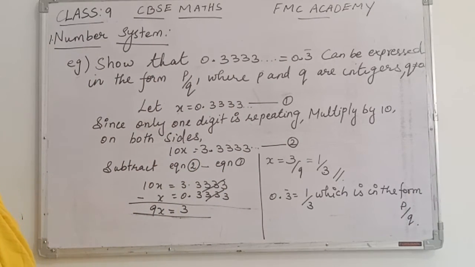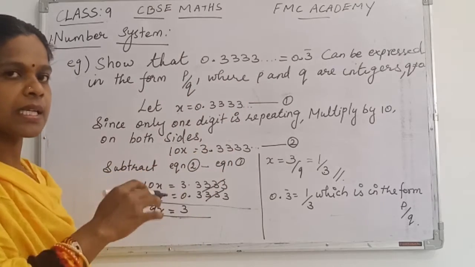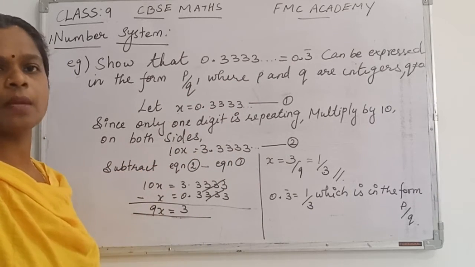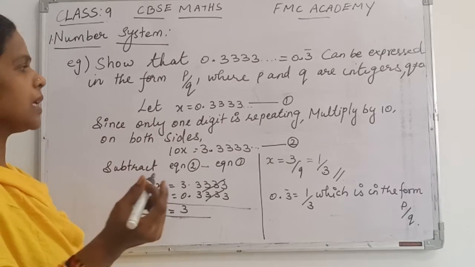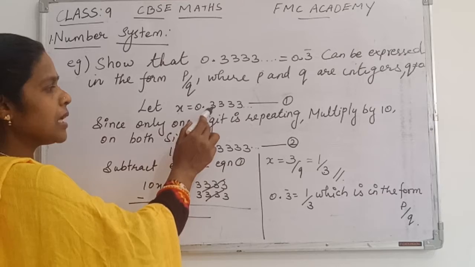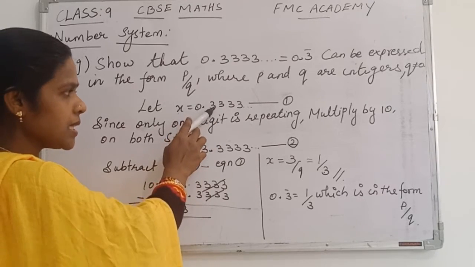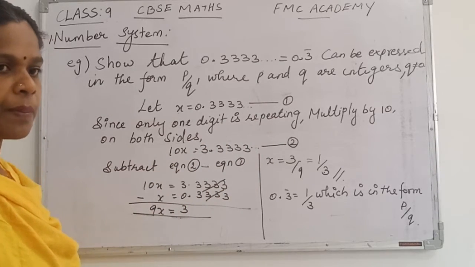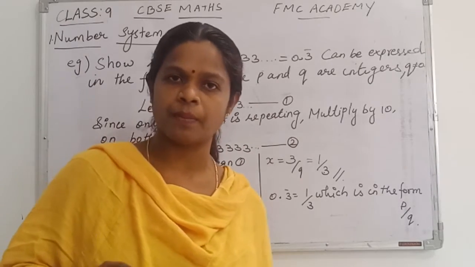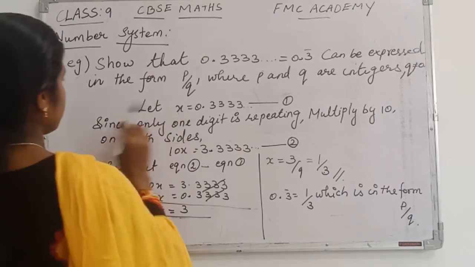Let's move to the next example. Actually in this one only one digit is repeating. In the next example we are going to see when two digits are repeating, how to do it. The steps are going to be the same. Just only one thing we have to change: according to the number of digits repeating, you have to select the number. Here only one digit is repeating, so we are taking 10 and multiplying it. Suppose if two digits are repeating, then we have to take 100 and multiply it. That's it. So let's move to the next example.